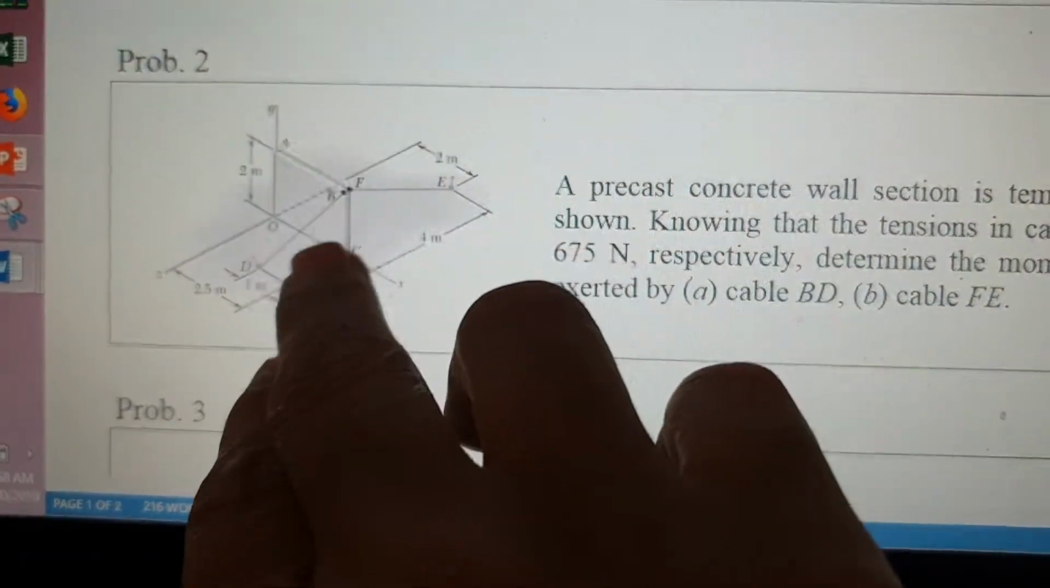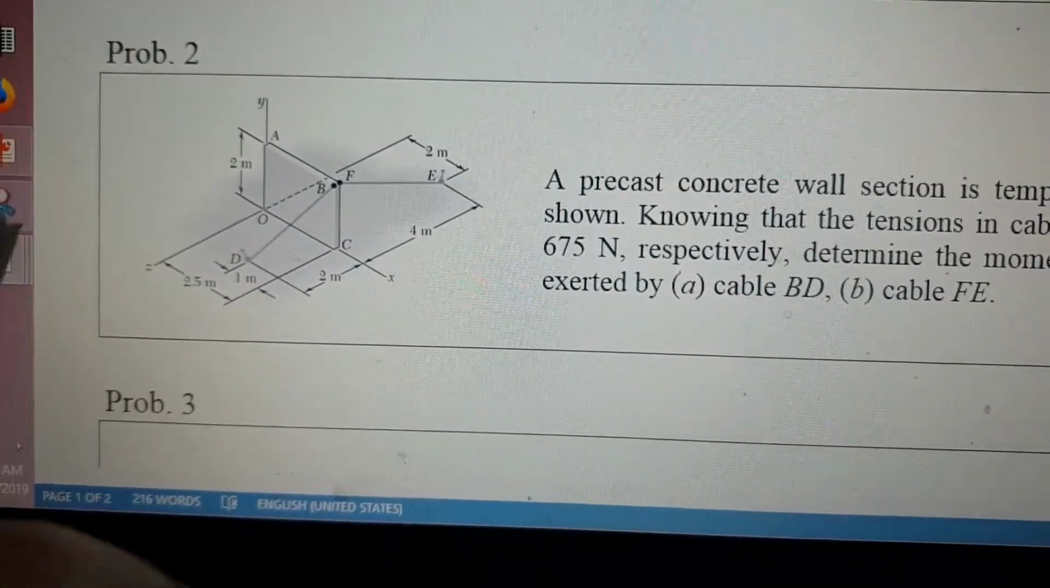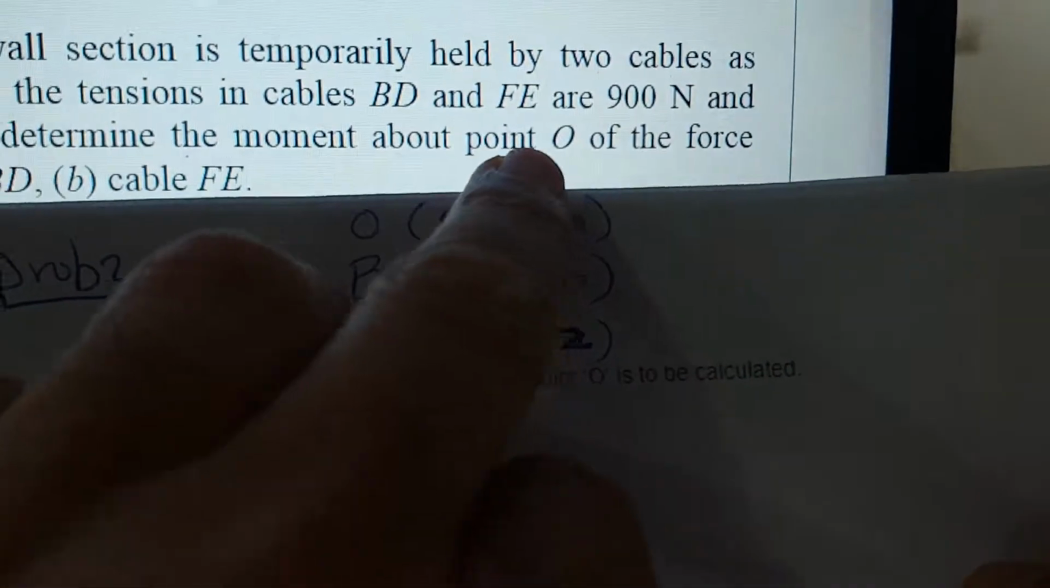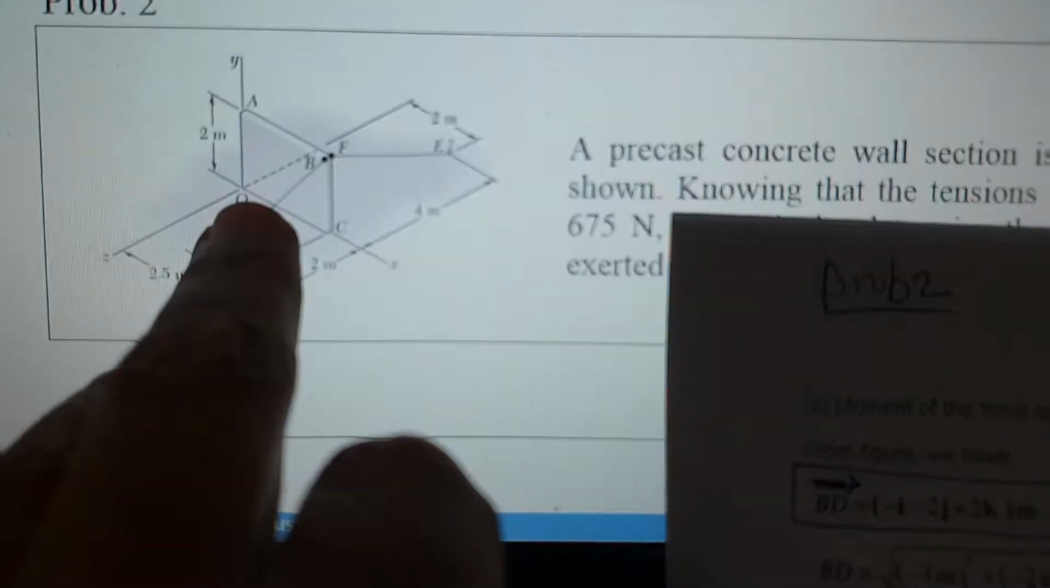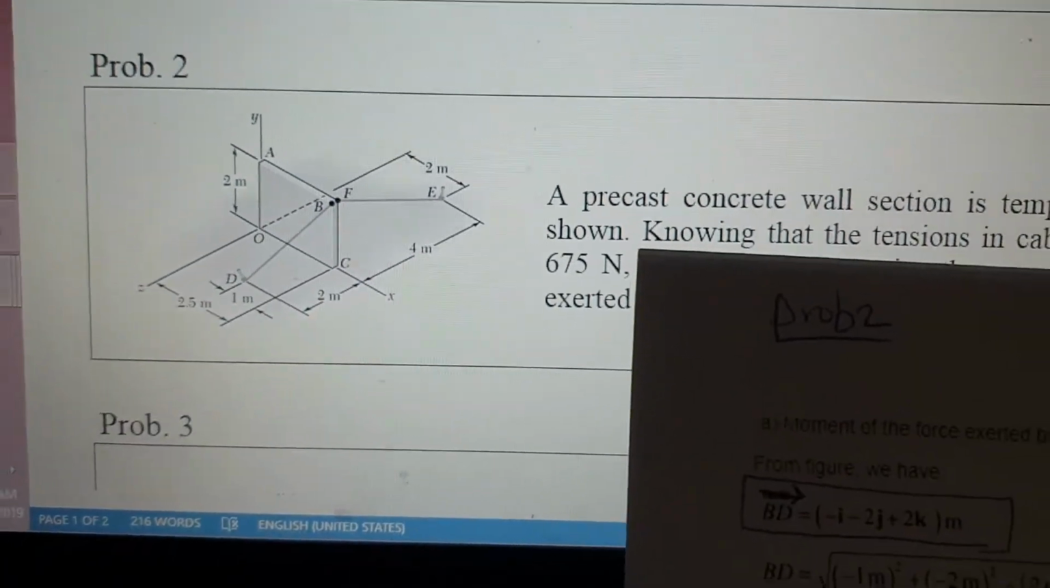This tension will have a moment around point O. So our objective is to find this tension. Now, let's find the coordinates. Since we're going to do everything about point O, we need to find the coordinate of point O. Point O is at 0, 0, 0, x, y, z. So we need to find this point first.